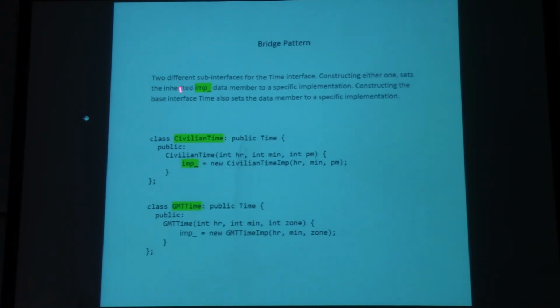So all we do here is, civilian time is a subclass of time, which has its own civilian constructor, which takes the hour, minutes, and then decides whether it's PM or AM time, right? The implementation here, notice this is our inherited member, is equal to new civilian time implementation, hour, minute, and PM. Okay? GMT is Greenwich Mean Time. If we construct a GMT with an hour, minute, and zone, then because I have inherited from time, I'm going to create the implementation as a new GMT time using hour, minute, and zone.